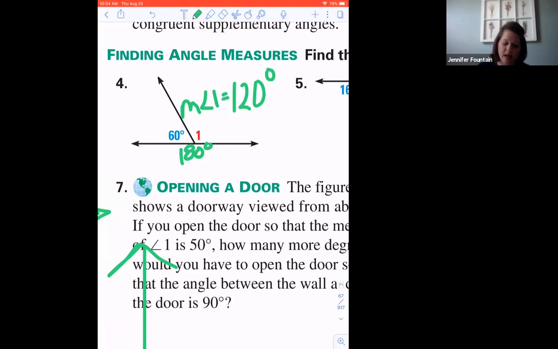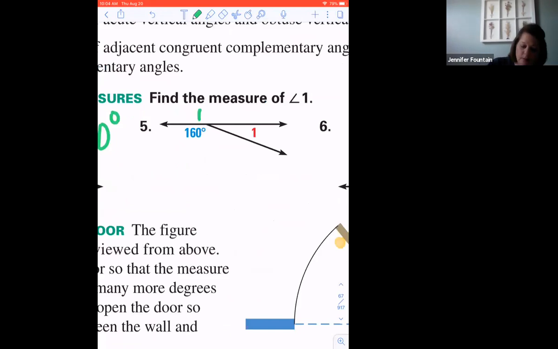Now let's look at number 5. Again, my whole line equals 180 degrees. So if my given angle is 160, 180 minus 160 is 20 degrees.